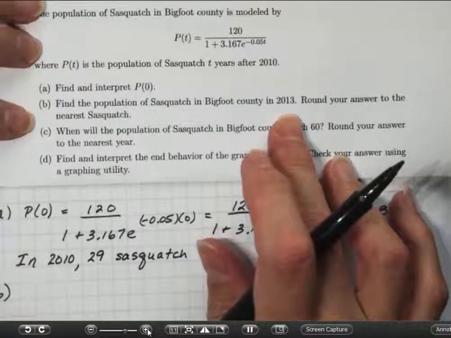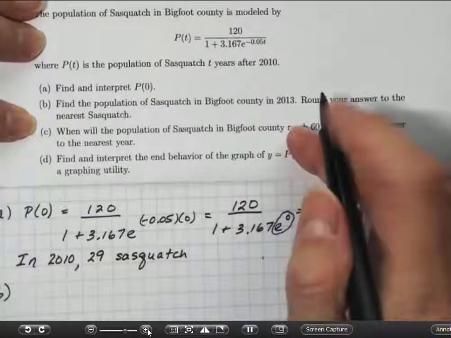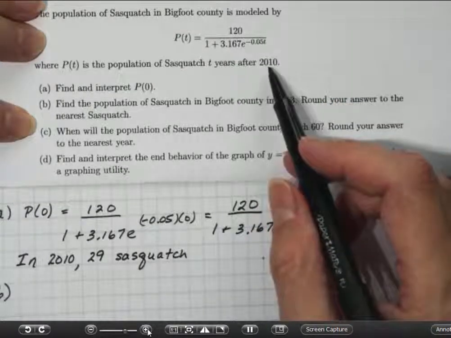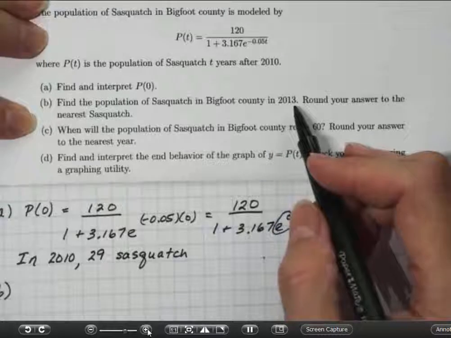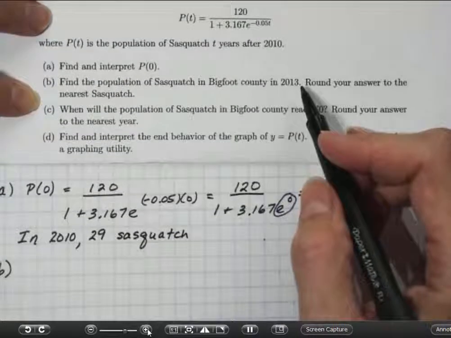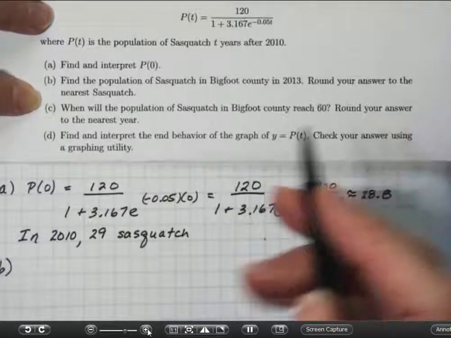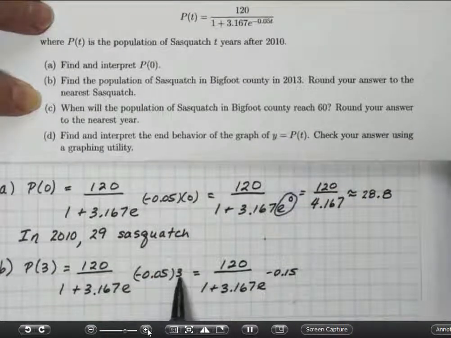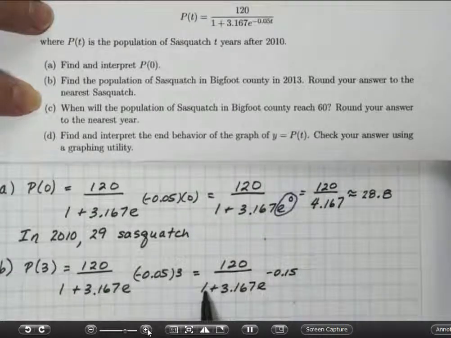Okay, so in 2013, t is going to be equal to 3. In 2010 it was equal to 0. In 2013 it's going to be equal to 3. So that means I'm going to put in a 3 wherever I have a t into my function. So I'm going to be finding P of 3. When I put in 3 for t into my function, and then I simplify, I end up with 1 plus 3.167 e to the negative 0.15.